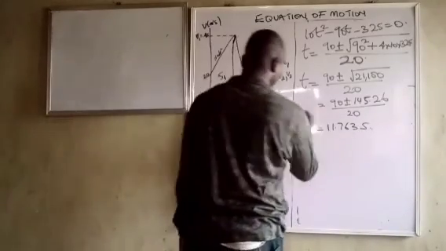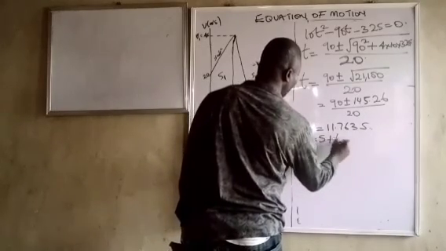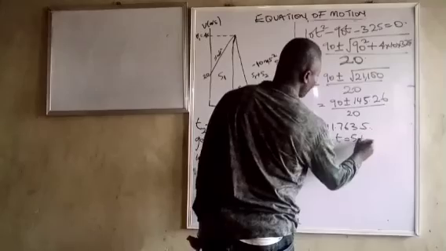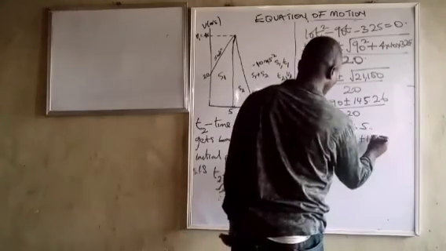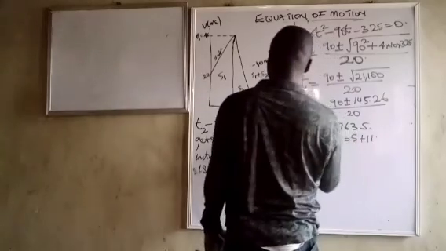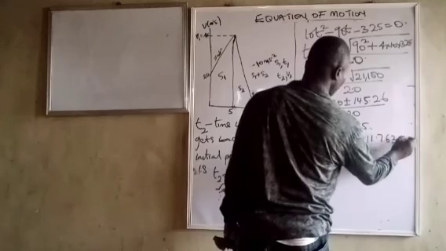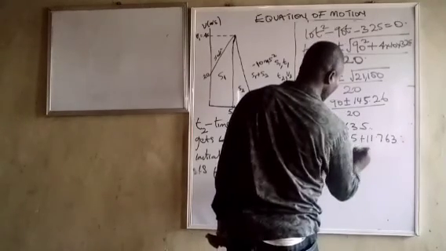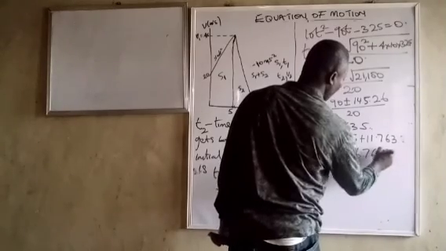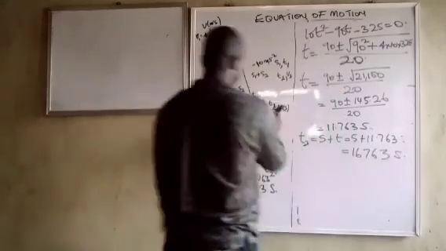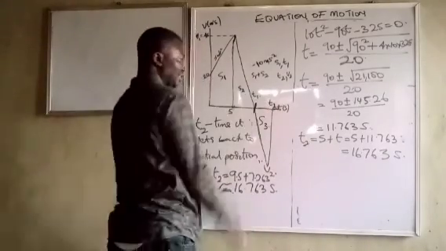And now that time is t2, and t2 is equal to 5 plus t. T2 is equal to 5 plus 11.763, which should be 16.763 seconds. That is the time at which it gets back to its initial position.